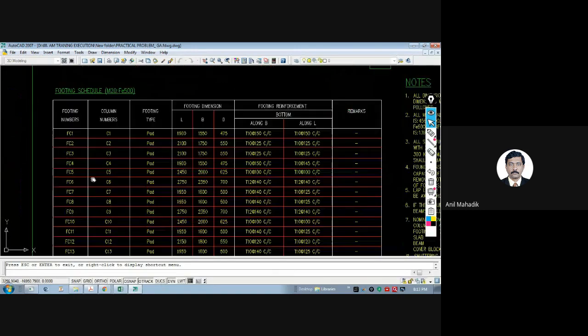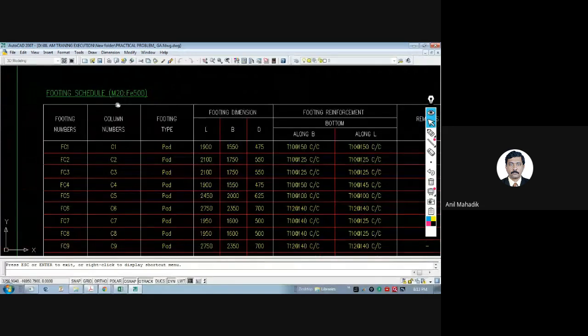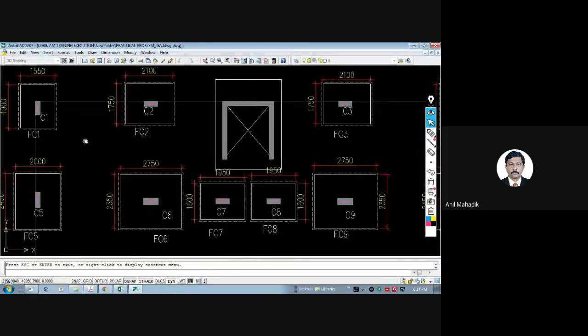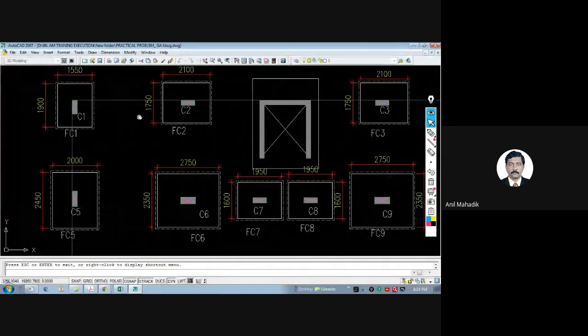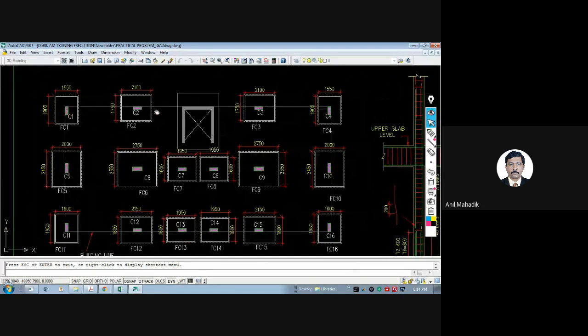Now we have a footing layout in the foundation drawing. Then we have a footing schedule. We need to mention the grade of steel and grade of concrete also here. And we also have footing numbers, FC1, FC2. So generally, let's say this is your C1 column, C1, C2, C3. Do you know the numbering system? The numbering, we start from the top, from this corner, 1, 2, 3, 4, then 5, 6.